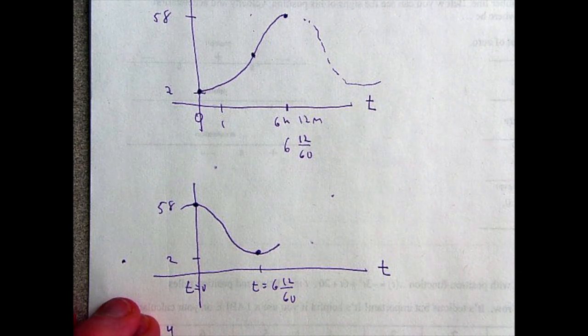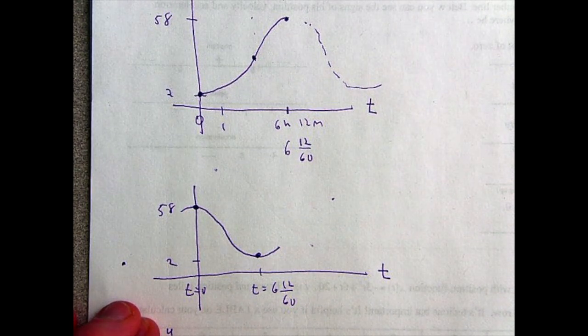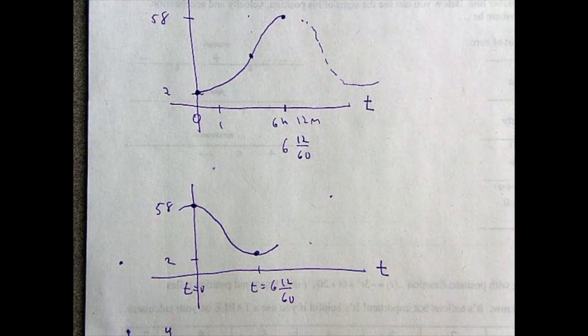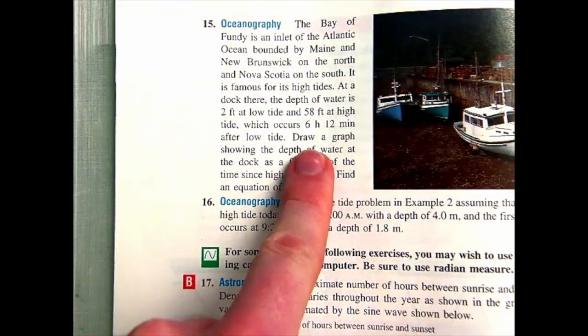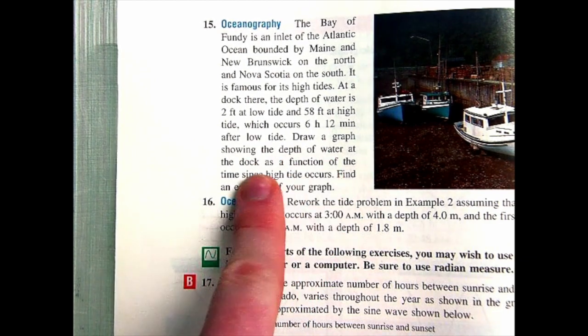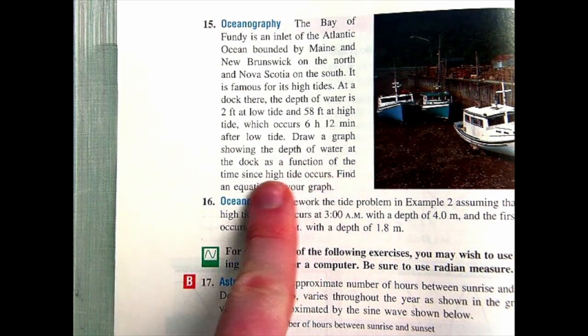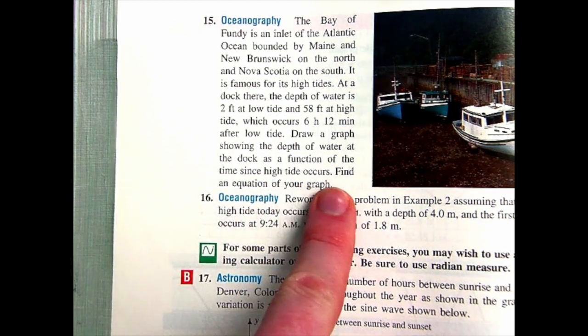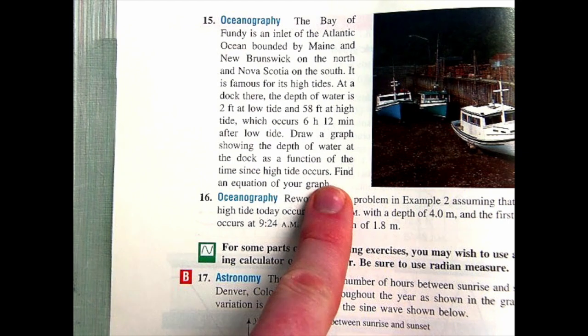But actually, if you read the problem carefully, they tell you that they want one of these pictures and not the other. So let's look again at the question. It says, draw a graph showing the depth of water at the dock as a function of the time since high tide occurs. Since high tide occurs.